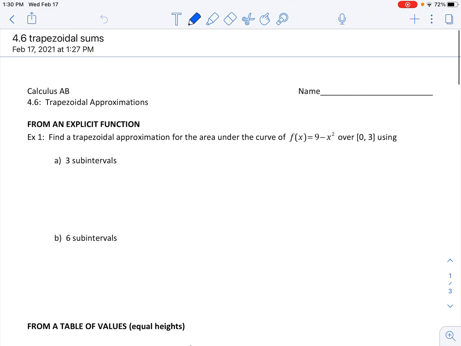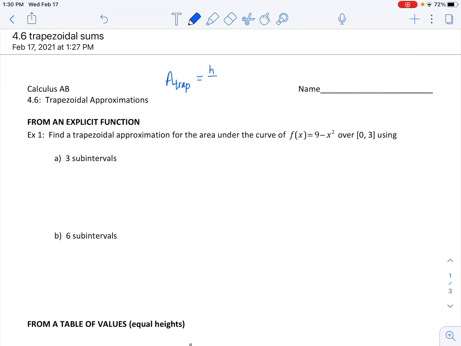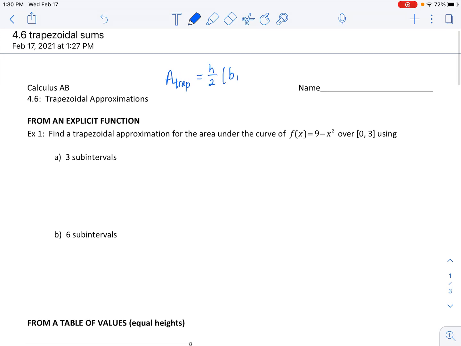So I want you to take a moment to think about what the area of a trapezoid is. See if you can drum up that formula. Okay. Hopefully from the options you chose this: it's the height divided by 2 times the sum of the bases. Okay, and remember that when we talk about the height of a trapezoid, we are talking about the distance between the bases.